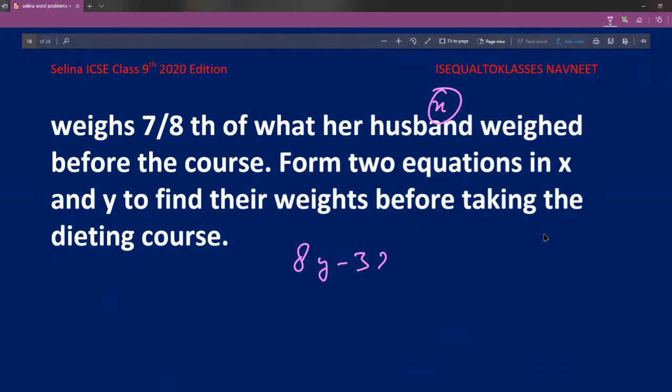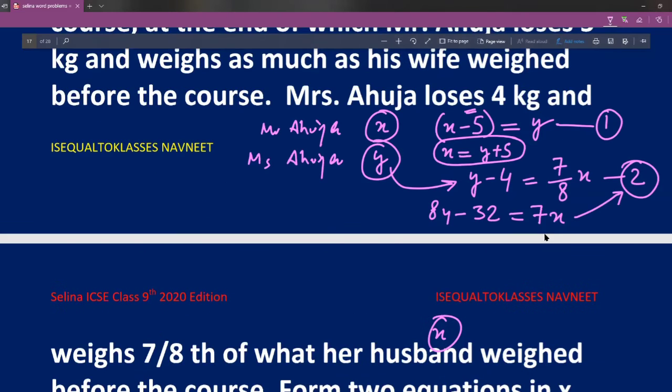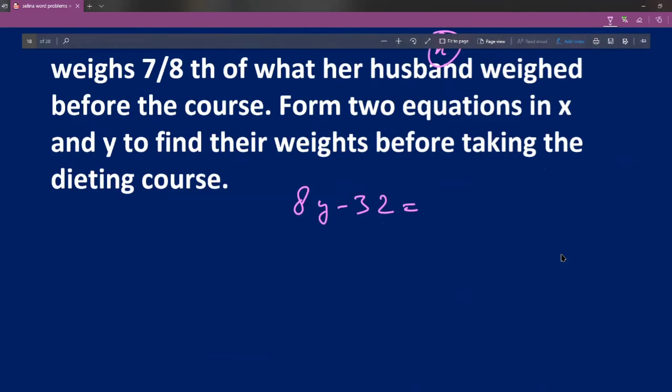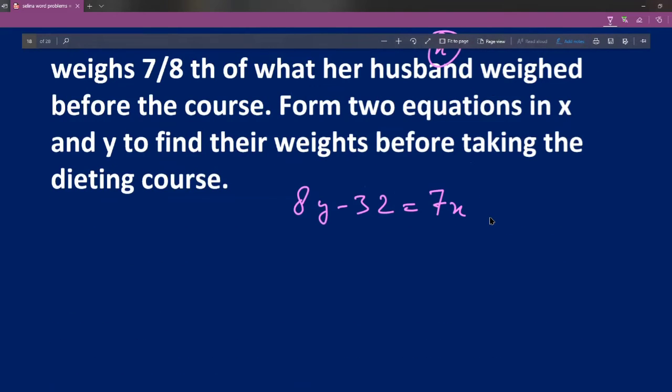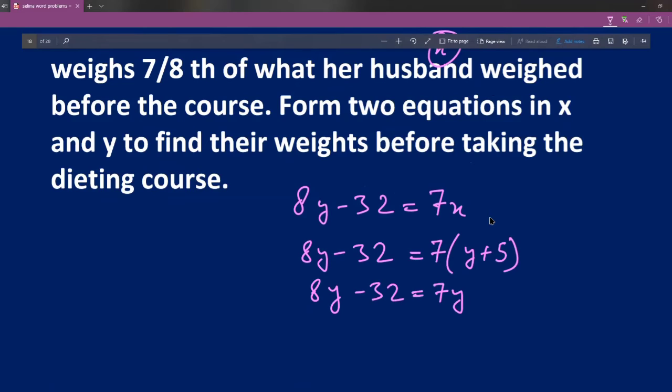8y minus 32 is equal to 7x. I'll put the value of x is equal to y plus 5. Y plus 5. I can solve this for y. So 8y minus 32 is equal to 7y plus 35. Therefore, y is equal to 60 kgs.